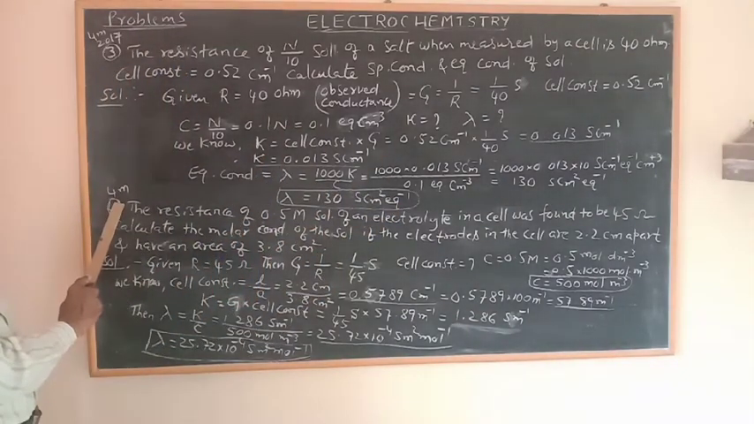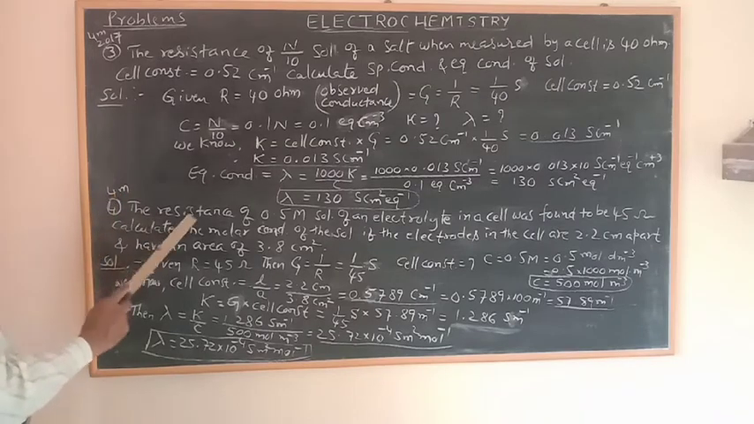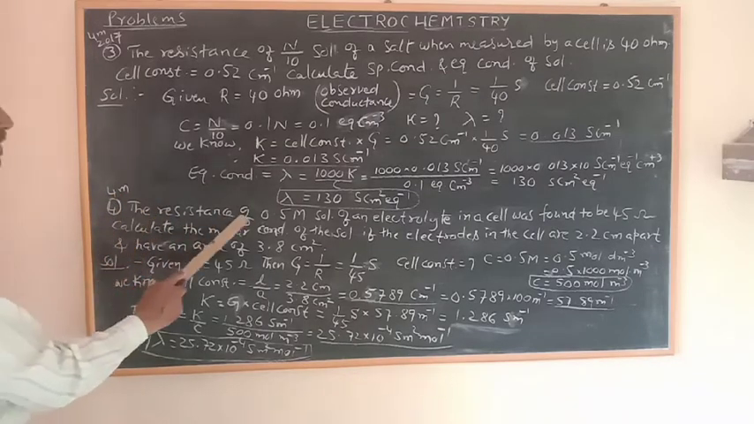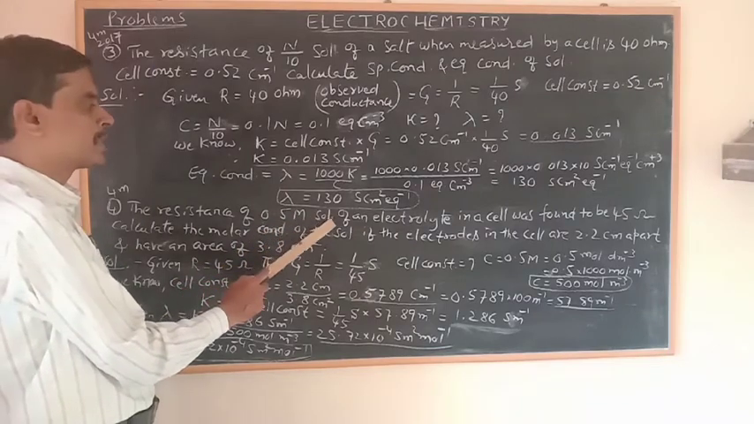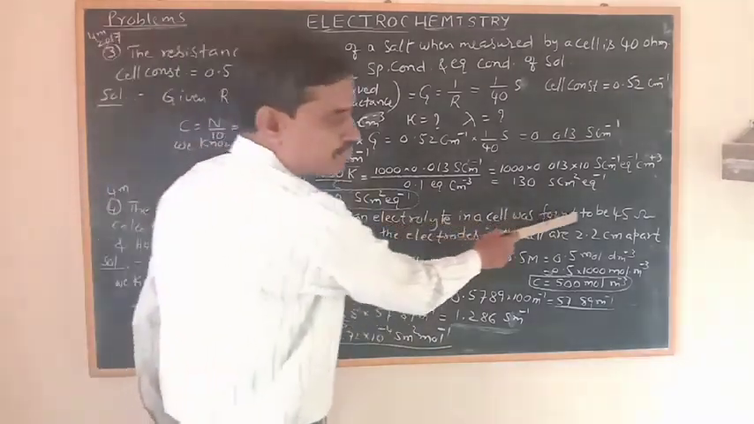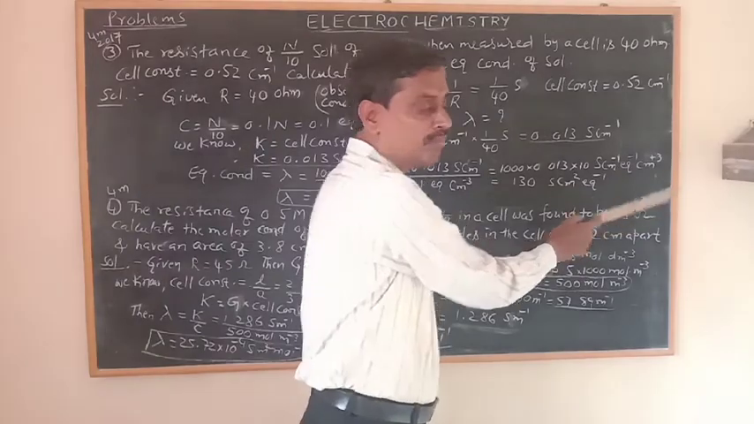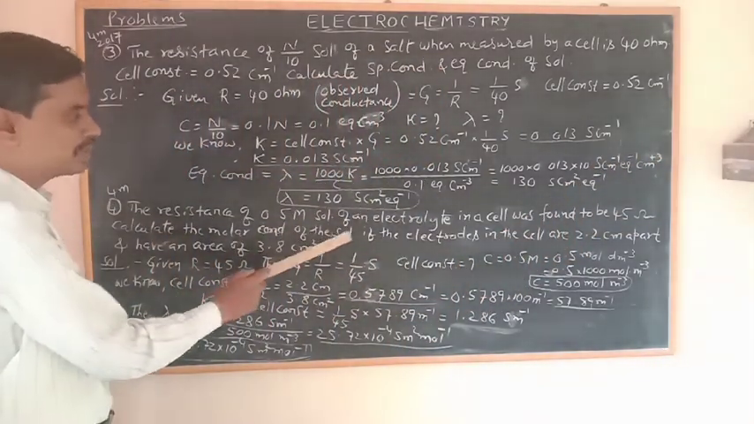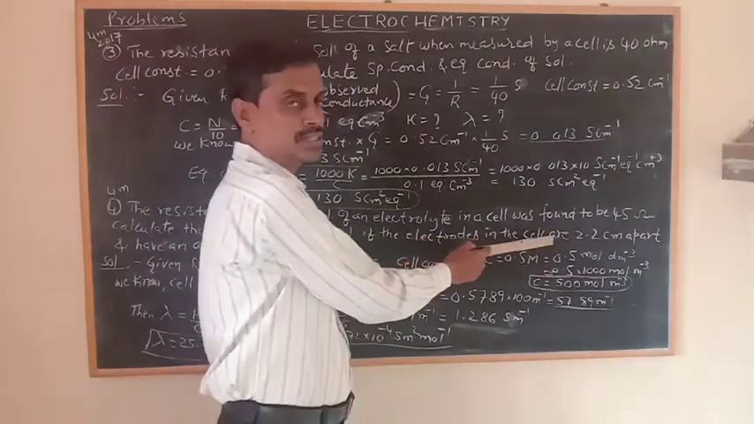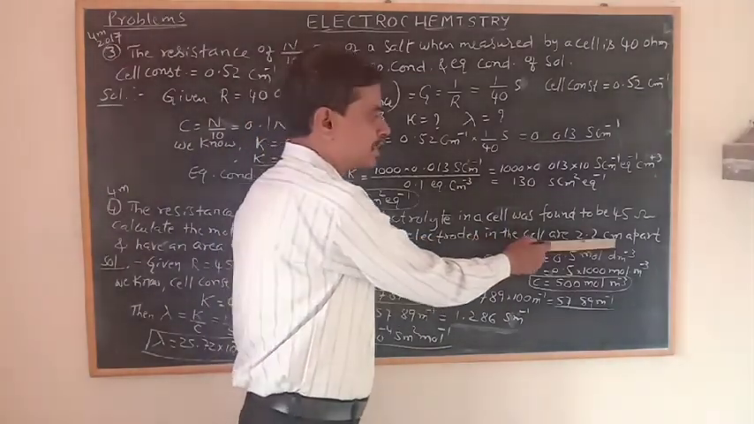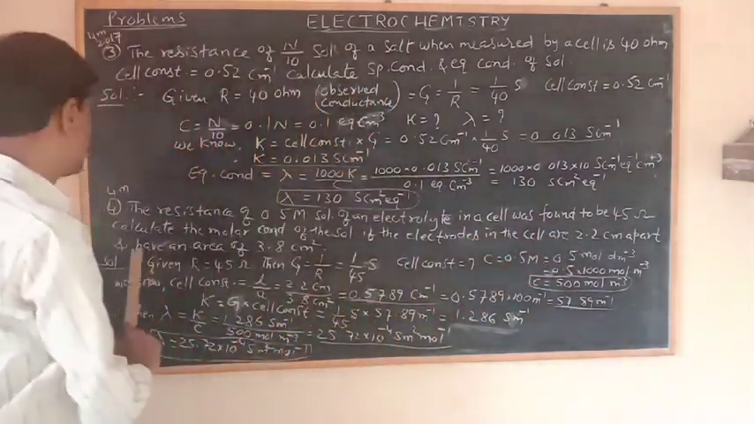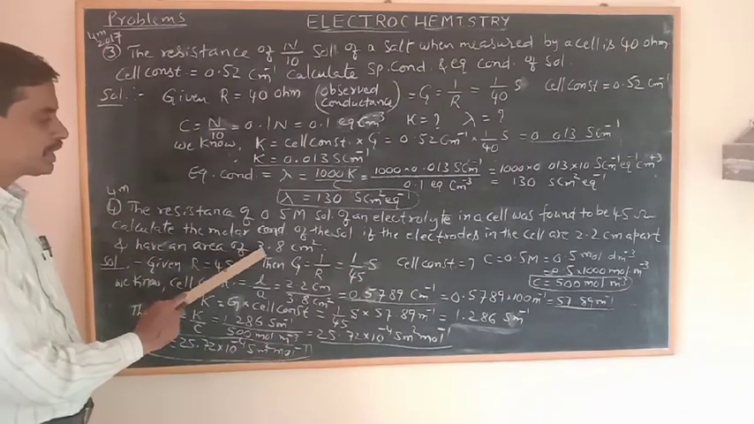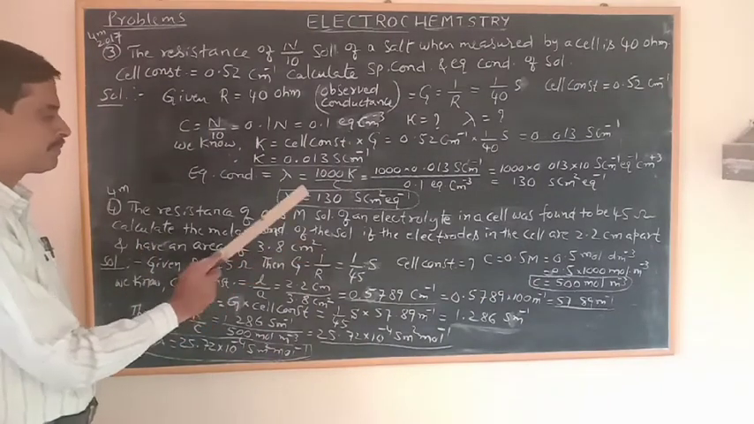The last, fourth problem under this is again one asked for 4 marks in the examination. The question is: the resistance of 0.5 M solution of an electrolyte in a cell was found to be 45 ohm. Calculate the molar conductance of the solution if the electrodes in the cell are 2.2 centimeter apart and have an area of 3.8 cm square.